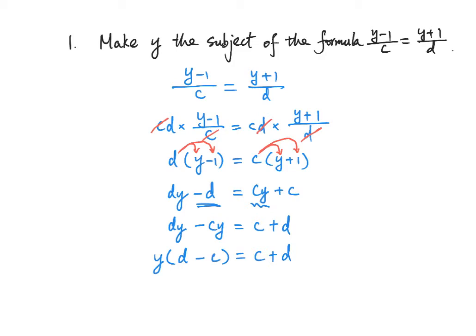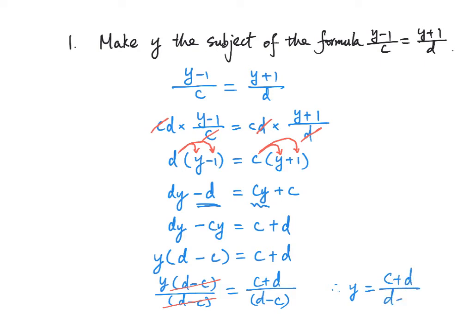Now I need to move the whole bracket to the other side, so I need to divide the bracket (d minus c) on both sides. So (c plus d) over (d minus c). On the left-hand side, the whole bracket (d minus c) can be cancelled. Therefore, y is left. The subject y equals (c plus d) over (d minus c). That's it. Now y is the subject.